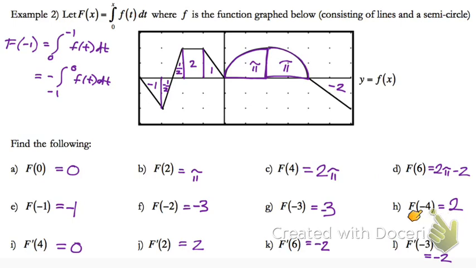For F of -4, we're reading it backwards. So we have 1 unit, 2 units, these ones cancel each other out, and then another -1. So that's 1 plus 2 is 3, plus 0, so that's still 3, and then -1 would be 2, and since we're reading it backwards, it's -2.